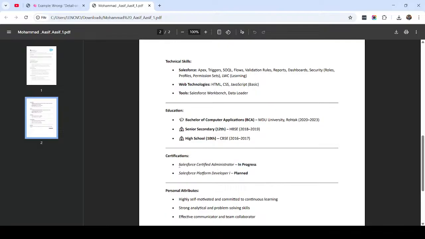Just mention this Salesforce certified administrator if you have already completed it, then only mention it. Otherwise there's no need to make "in progress" or "planned". Otherwise, any experienced guy can mention, I have been planning for this certification. So no need of doing this in progress or plan. If you have already done it, just mention it. If you're not done, just remove it.